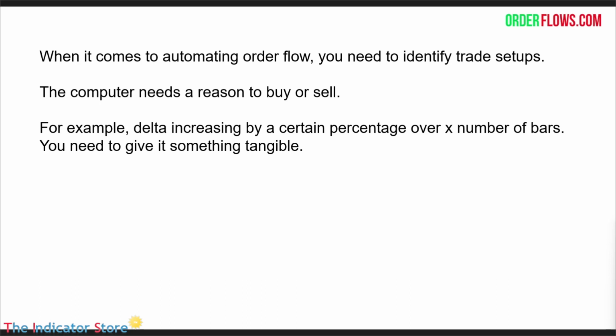Now, when it comes to automating order flow, you need to be able to identify trade setups. That is why I went from the order flow chart itself into creating indicators, which are my trade setups, because the software needs a reason to buy or sell. All you're doing is telling the computer, these are the parameters, get in now, period. So, for example, delta increasing by a certain percentage over X number of bars, you need to give the computer something tangible to trade off of.